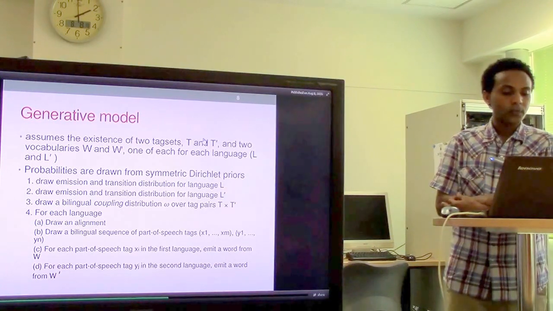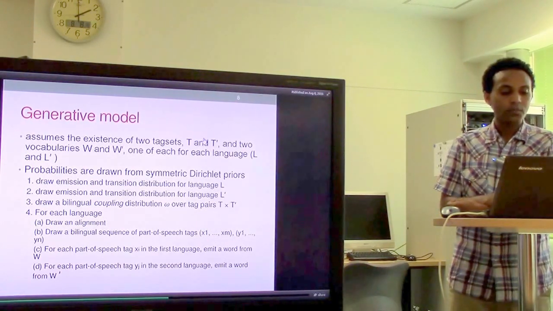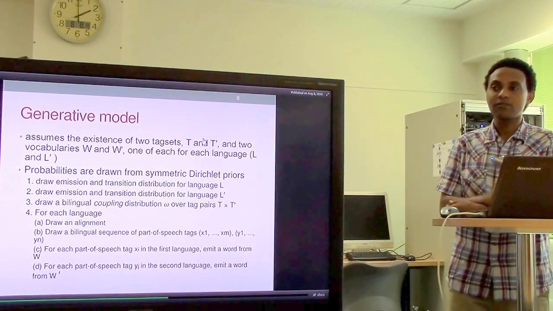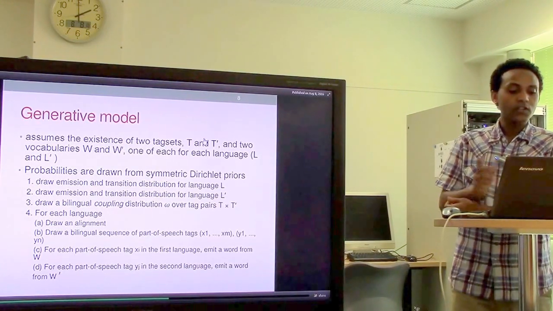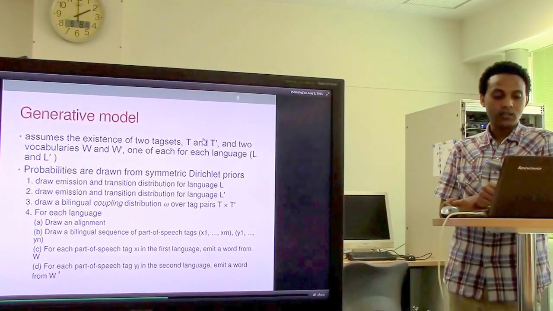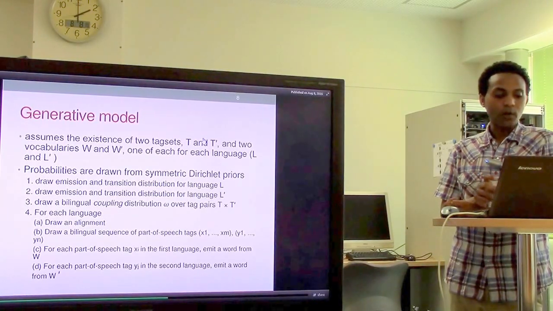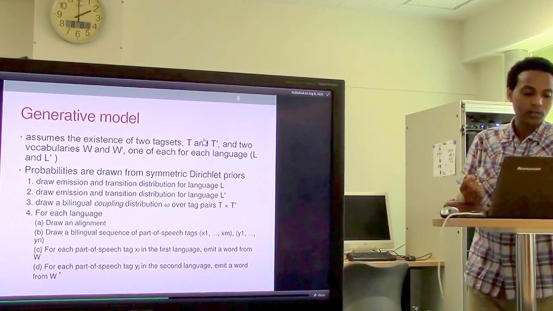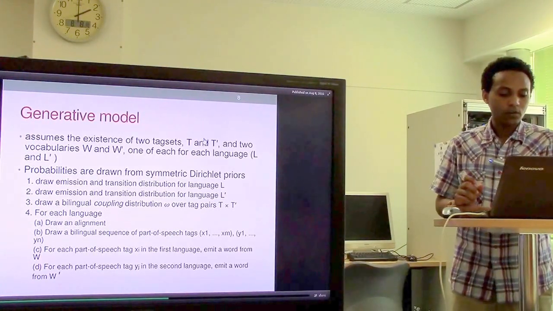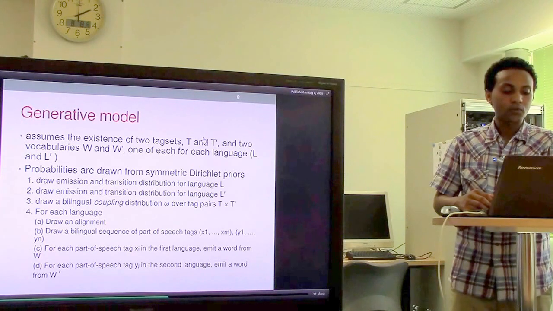So in the first step, the emission and transition probabilities of the two languages are going to be drawn. And then the bilingual coupling distribution, which is omega, over the tag product T and T prime, is going to be drawn. And this is the parameter which adds the cross-lingual information in that formula. So for each language, an alignment is going to be drawn. And then the bilingual sequence of part of speech tags, X1 up to XM, this is the tag sequence of the first language, and Y1 up to YN, this is the tag sequence of the second language, is going to be drawn. For each part of speech tag in the first language, the word W is going to be emitted, and similarly for the second language, word W prime is going to be emitted.